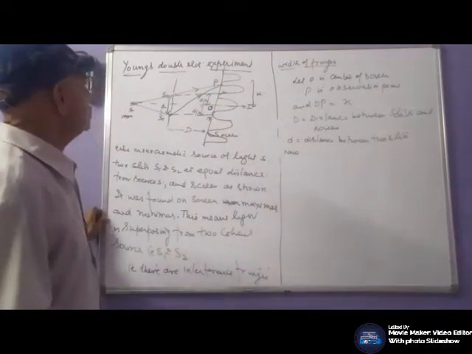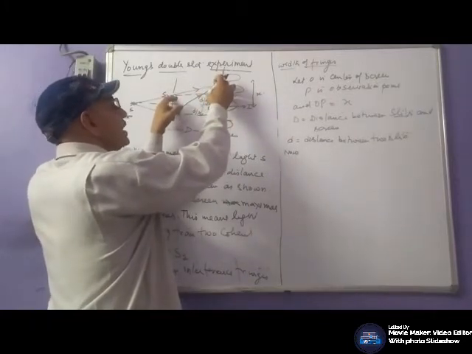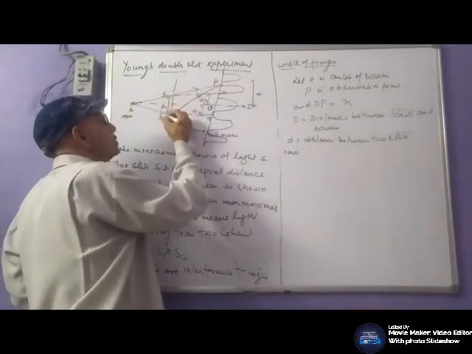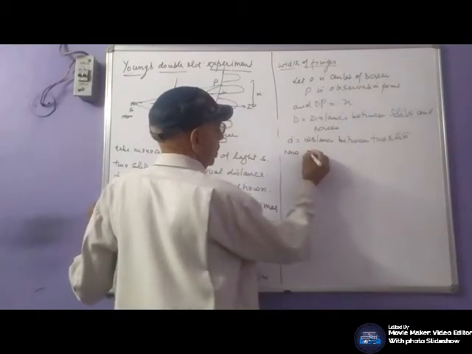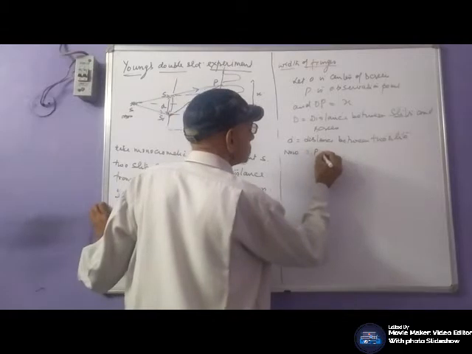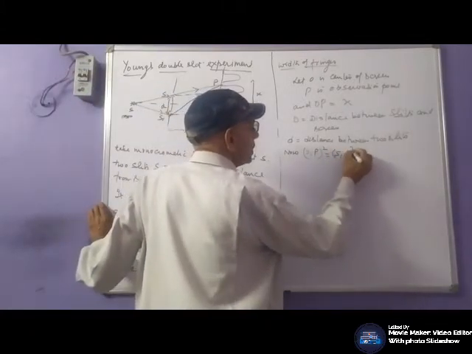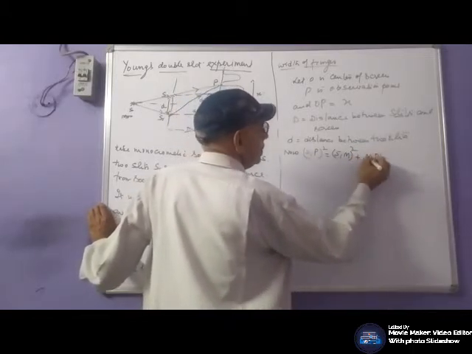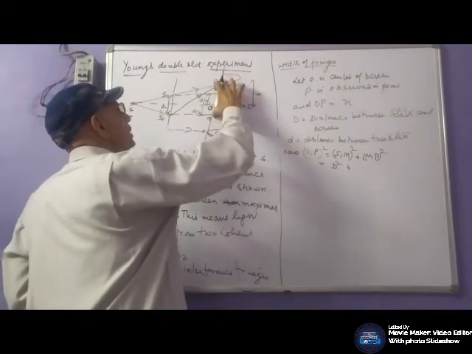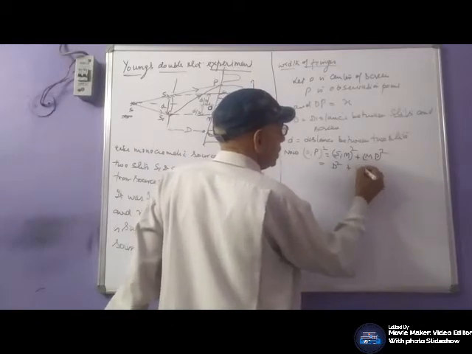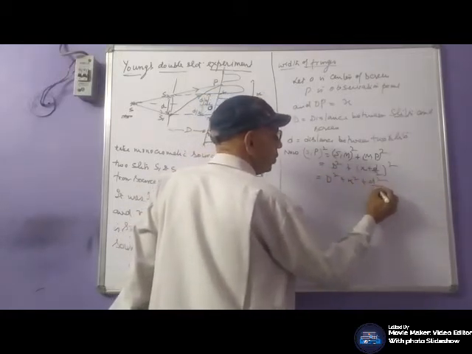Now, path difference will be S1P minus S2P. This is the length of one wave, this is the length of second wave at observation point. So, path difference at observation point will be S1P minus S2P. Now, S1P whole square is S1M whole square plus MP whole square. S1M whole square is D square, and MP is x plus d by 2. It is x plus d by 2 whole square. It is D square plus x square plus d square by 4 plus xd.